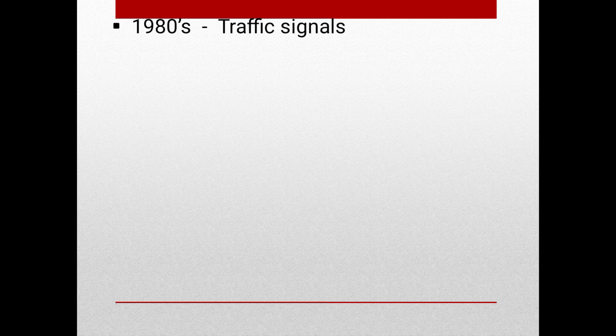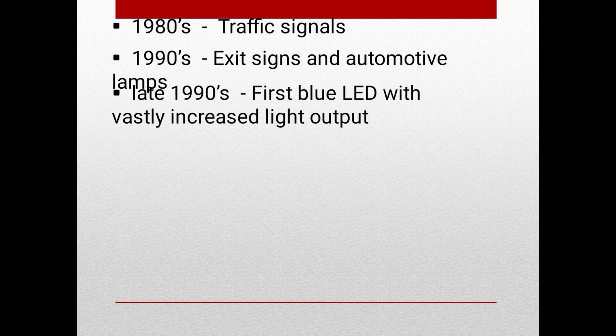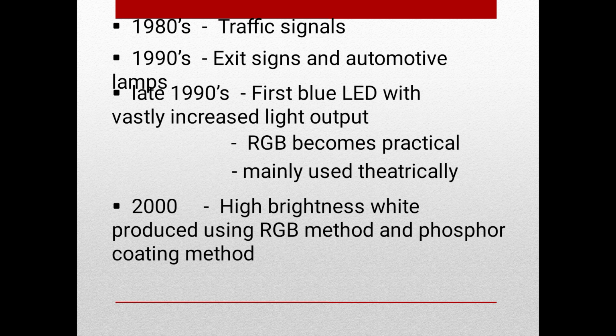Then these are the applications of LED: 1980s traffic signals, 1990s automotive lamps, and in the 1990s the blue LED was invented. The blue LED gave higher intensity than the red light. After that, RGB colors, red, green and blue, became practical. And in the 2000s, different colors of LED with phosphor coating became available.